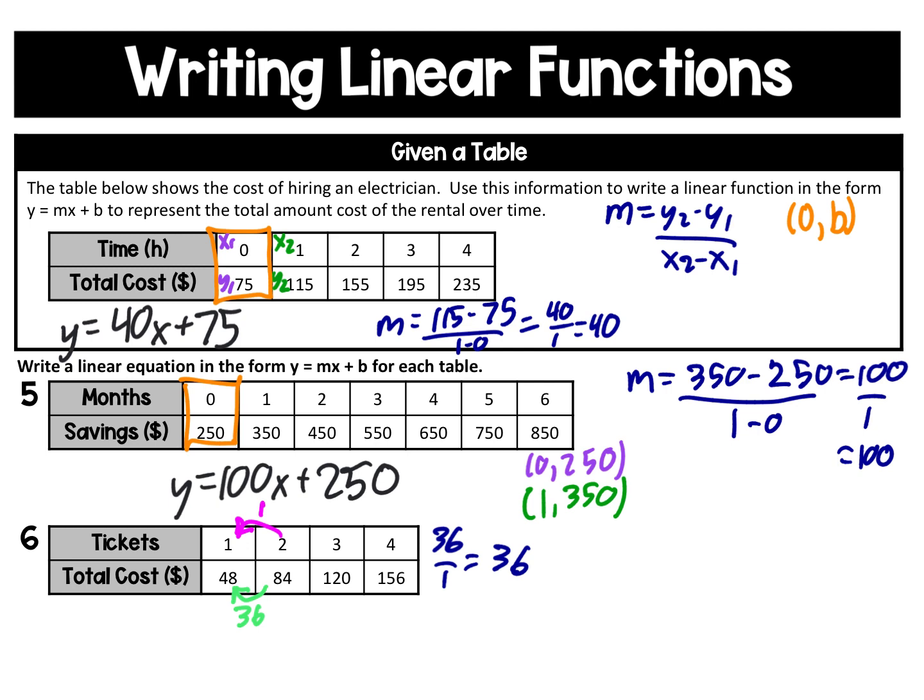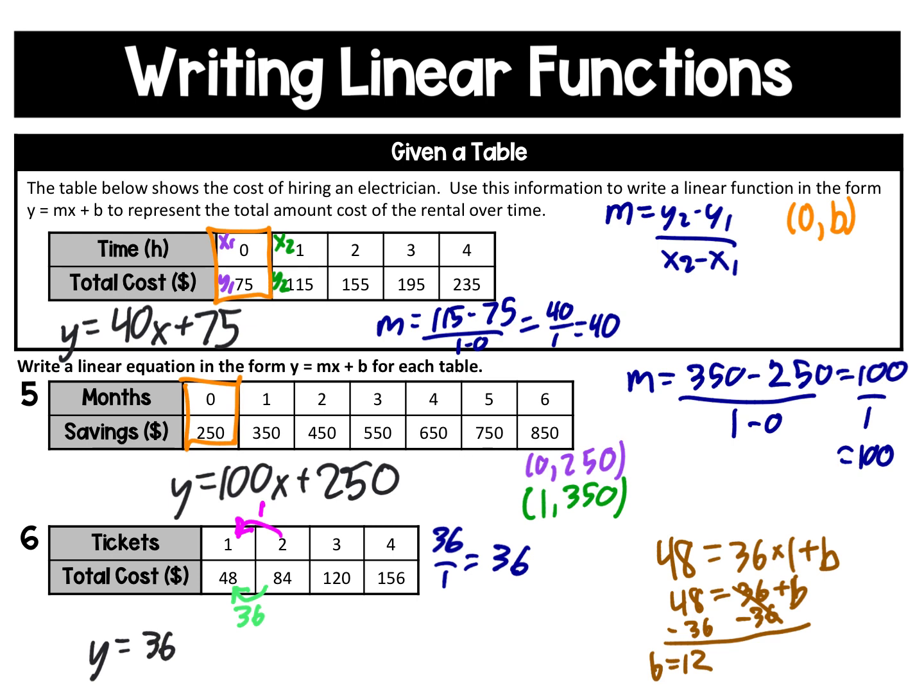Now let's calculate our y-intercept. To do this, we're going to use our equation, y equals mx plus b, and plug in a y-coordinate, a slope, and the x-coordinate that matches that y-coordinate. So we're going to have 48 equals 36 times 1 plus b. 36 times 1 is 36. We can move that 36 to the other side to get b by itself, and 48 minus 36 will give us 12, so b is 12. Our y-intercept or initial value is 12. We now have y equals 36x plus 12 as our equation.